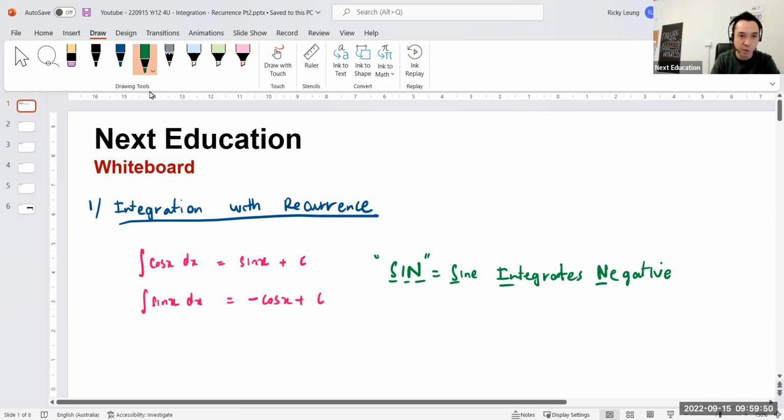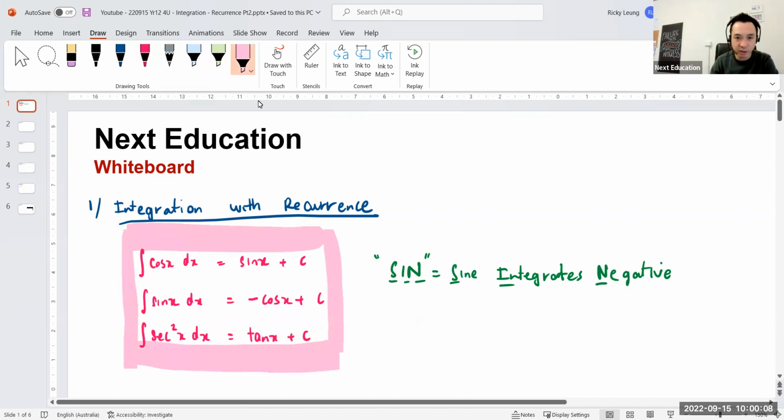Now, guys, there's one more trig integral that's normally given as part of the reference paper, and that's sec squared. You need to remember that the integral of sec squared equals tan x plus c. Those are the most common ones. Later on, you might see one with cot as well, but we'll have to derive that in the question. So let's start doing some of these questions, exploring past papers with integration recurrence with trigonometry.